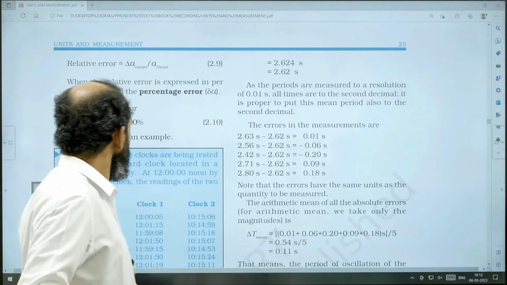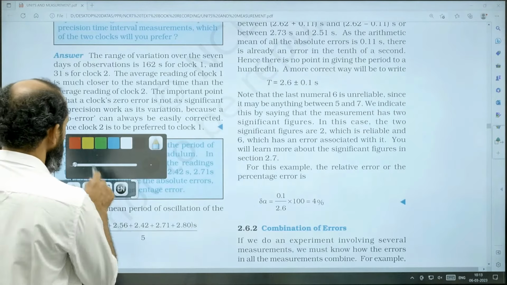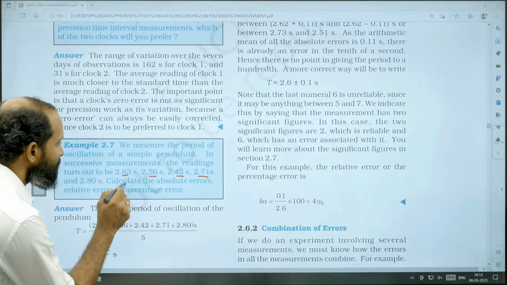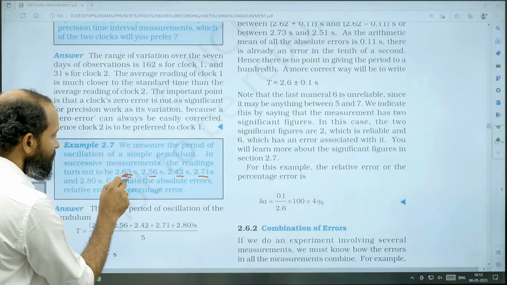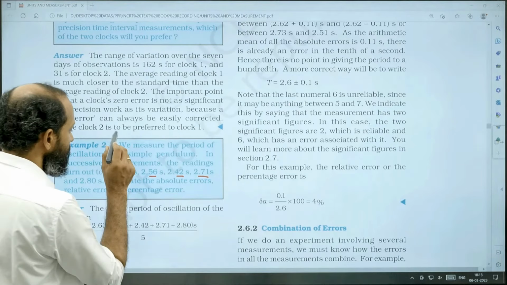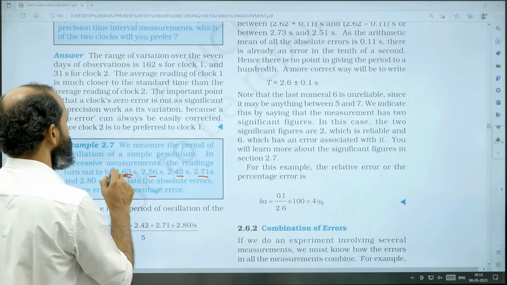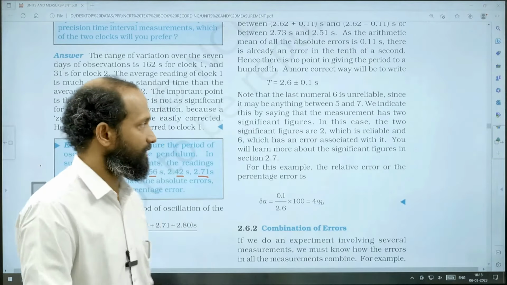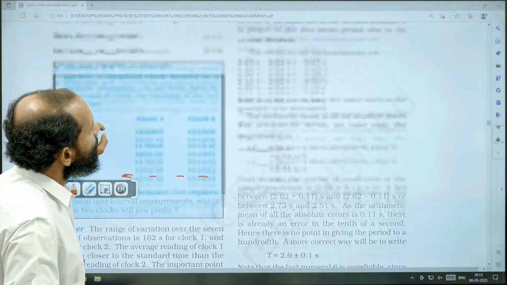The accuracy is 0.01 seconds. The accuracy is of the order of 0.01 seconds because the time interval is measured in steps of 0.01 seconds: 0.01, 0.02, 0.03, 0.04, and so on. So it measures in steps of 0.01 seconds. So what's the accuracy? 0.01. So it should be expressed to 2 decimal places only.